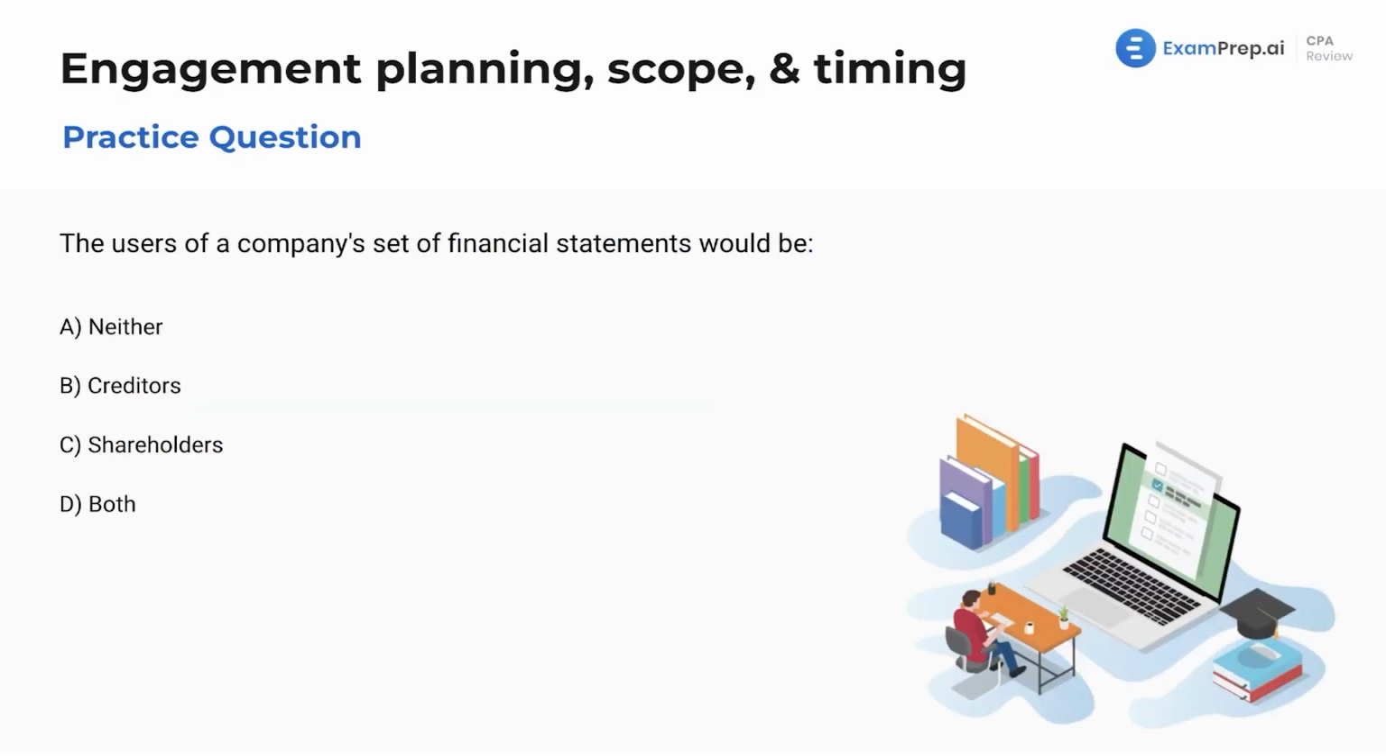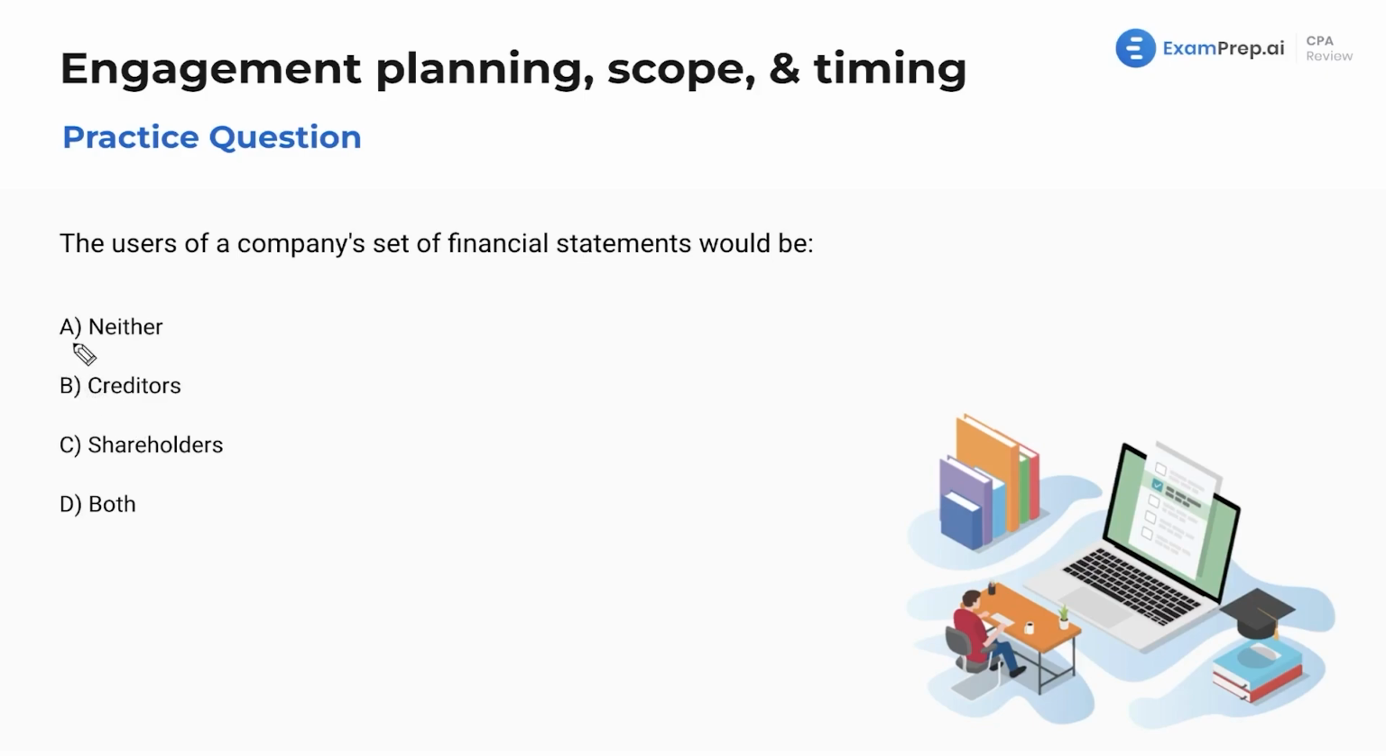All right, the users of a company's set of financial statements would be who? So what are we doing this for? What's the whole point of this? Well, what's the point of issuing financial statements? It's so that certain individuals and certain groups can use them. And what's their purpose for doing so? Well, the shareholders want to know how well the company's doing, if they should invest more money, and creditors want to know how well the company's doing because that will let them know if they should lend the company more money or if maybe they're at risk of going to default.